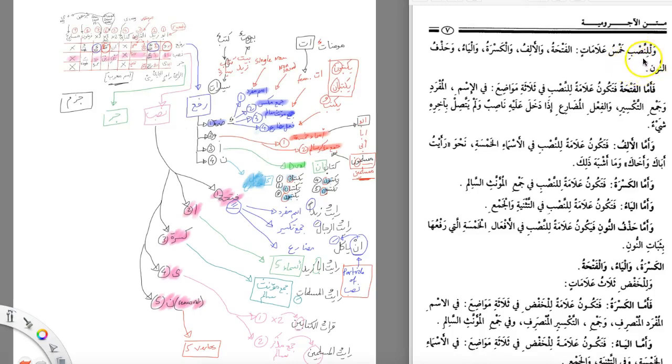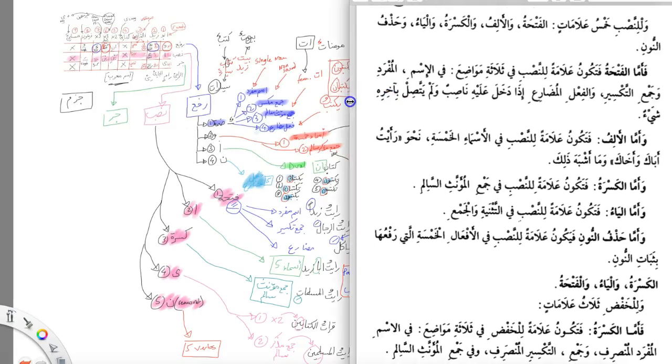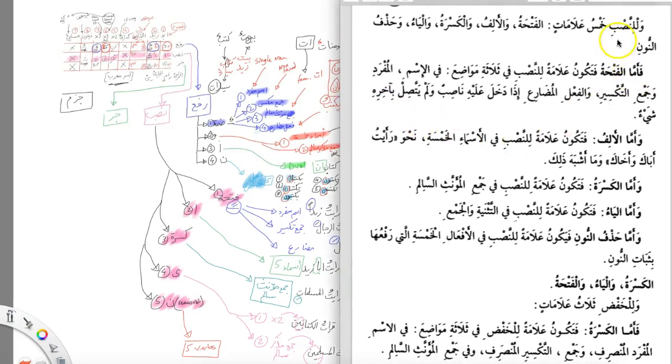So he says, وَلِلنَّصْبِ خَمْسُ عَلَامَاتٍ. Let me try to make this a bit bigger. Okay, للنصب خمس علامات. The Nasab state has 5 signs. Al-Fatha, number 1. Al-Alif, number 2. Al-Kasra, number 3. Al-Ya, number 4. And Hadf al-Noon, removal of Noon, number 5. أما الفتحة, as for the Fatha, فتكون علامة, this is a sign للنصب, for Nasab, في ثلاثة مواضع, in 3 places.